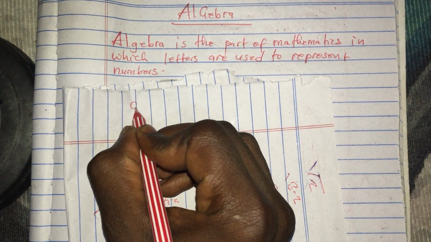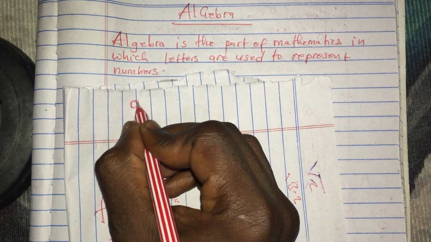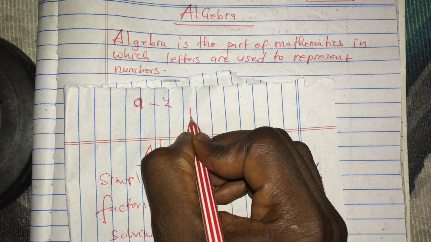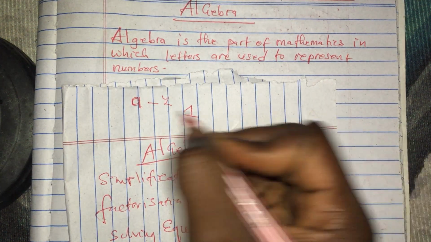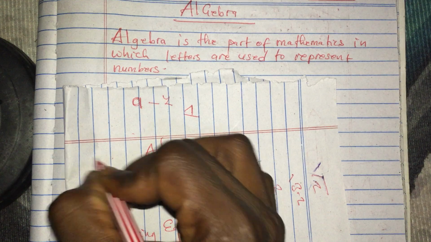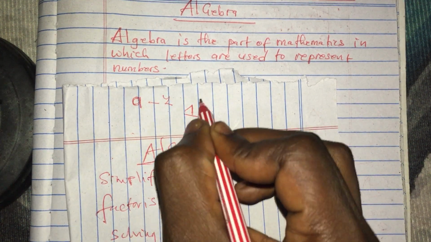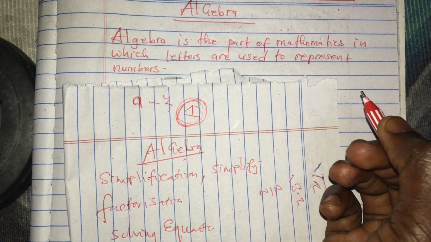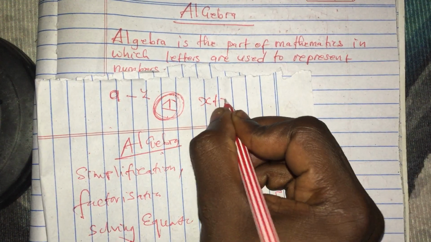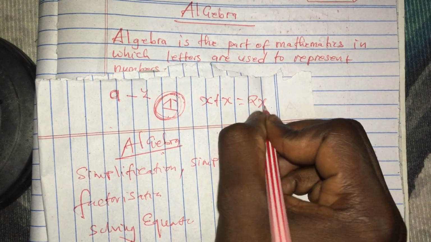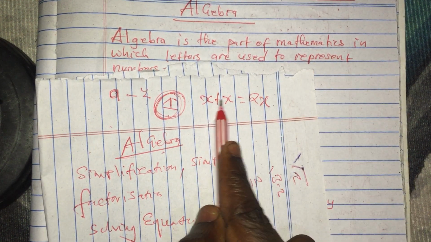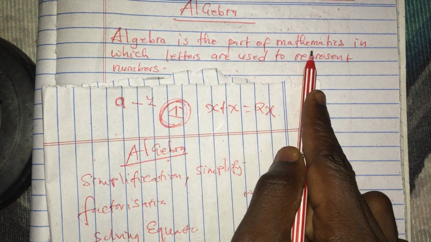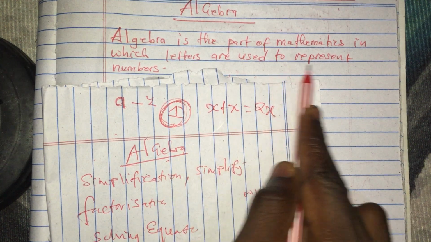Like for example, all the letters from the alphabetical order starting from A up to Z. Each and every letter in mathematics is 1. Alright? A is 1, B is 1 up to Z. Each and every letter in the alphabetical order in mathematics is 1. So if I say x plus x, my answer will be 2x, because any letter in mathematics is 1.